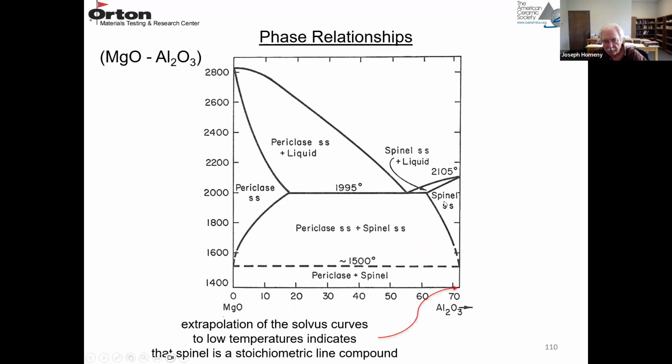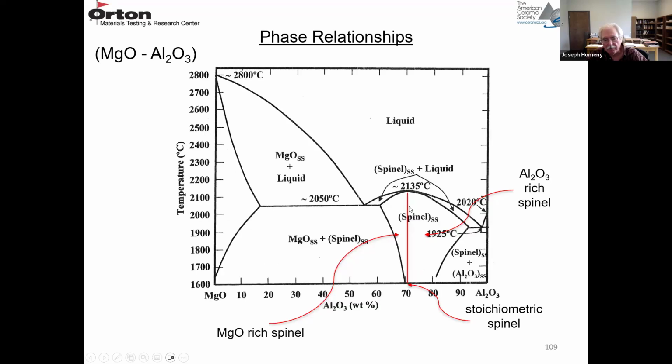So depending on how you process this material, how fast you cool this material, if you cool it quickly, you're going to end up with these alumina-rich or MgO-rich spinels if you're off stoichiometry. If you cool it very slowly, it'll probably go back to stoichiometry if you're at the right composition.